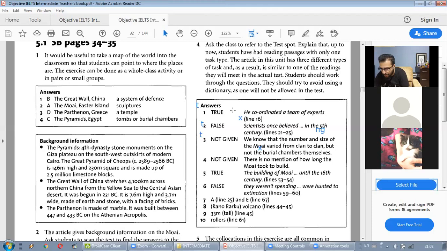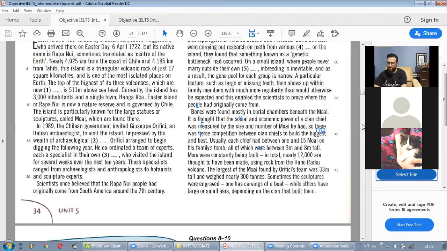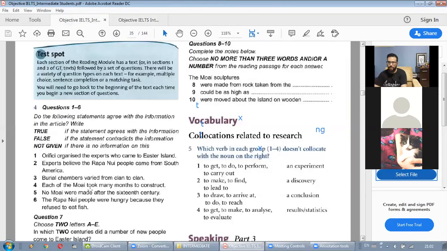Because this is 1, 2, 3. The third one was true. And it says we know that the number and size of the Maui varied from clan to clan, but not the burial chambers themselves. So let's go back to the question. If you pay attention to the question, look what it said. The question said burial chambers varied from clan to clan. This is what's in the statement in the question.